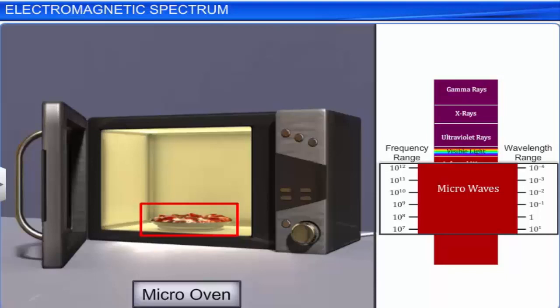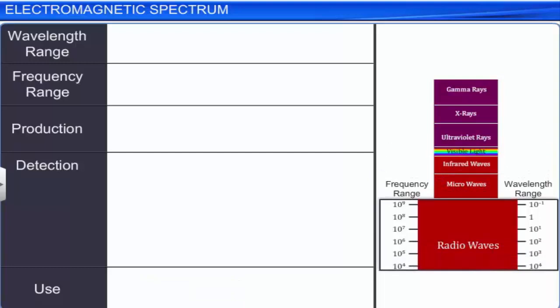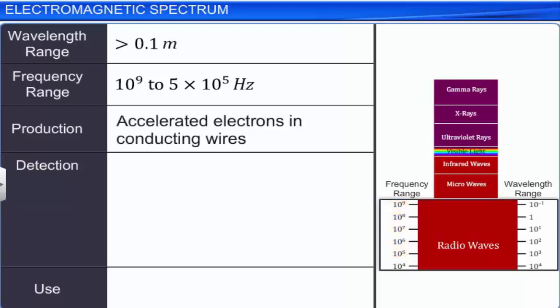Finally, we shall discuss radio waves. Wavelength of radio waves is greater than 0.1 meter. The frequency is in the range of 10 power 9 hertz to 5 into 10 power 5 hertz. Radio waves are produced by accelerated electrons in conducting wires. Radio waves can be detected by receiver aerials. These waves are used in radio, television broadcasting and communication systems.